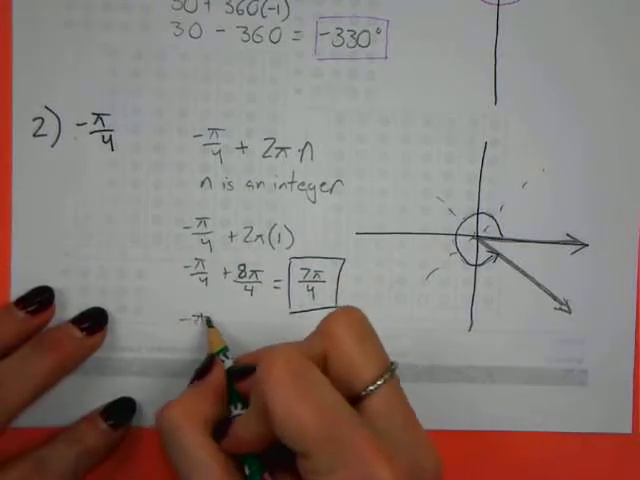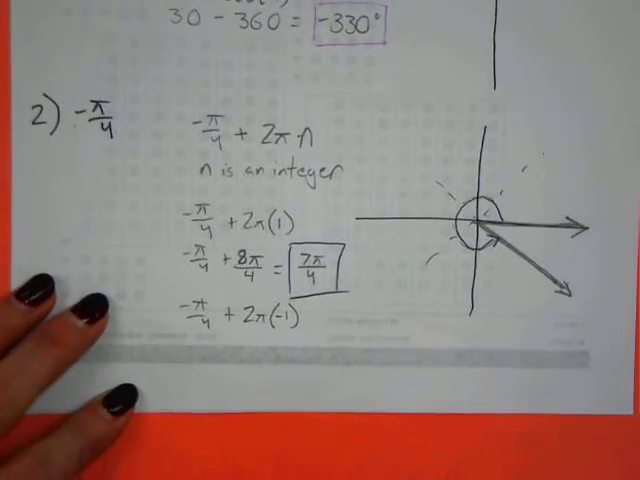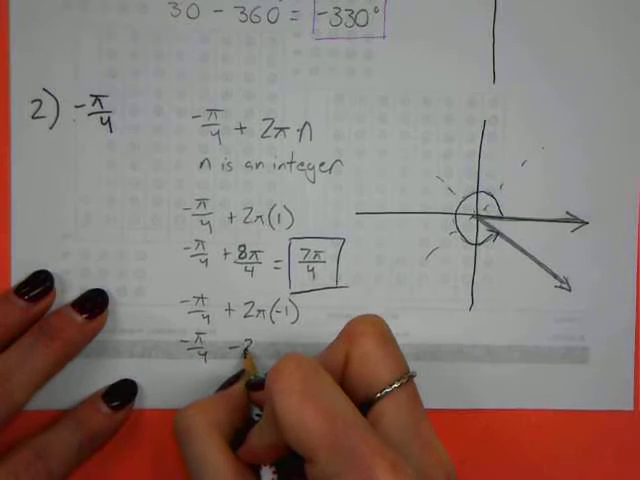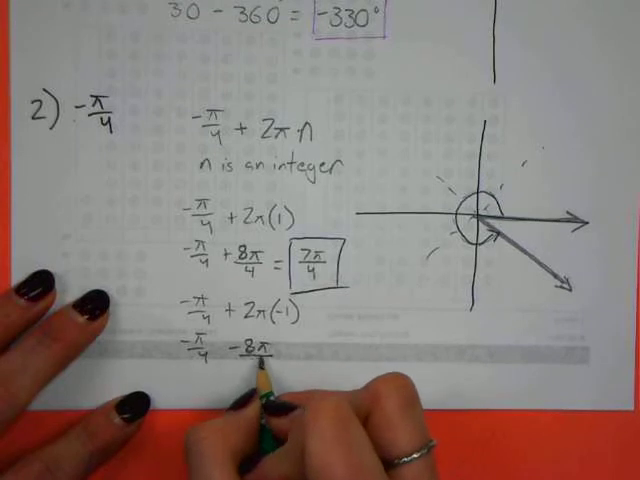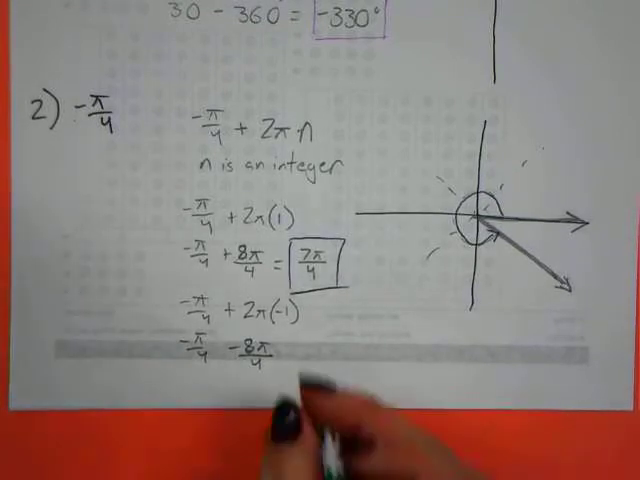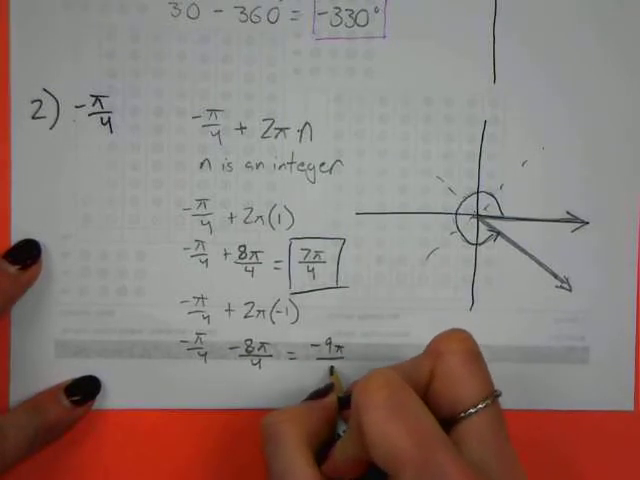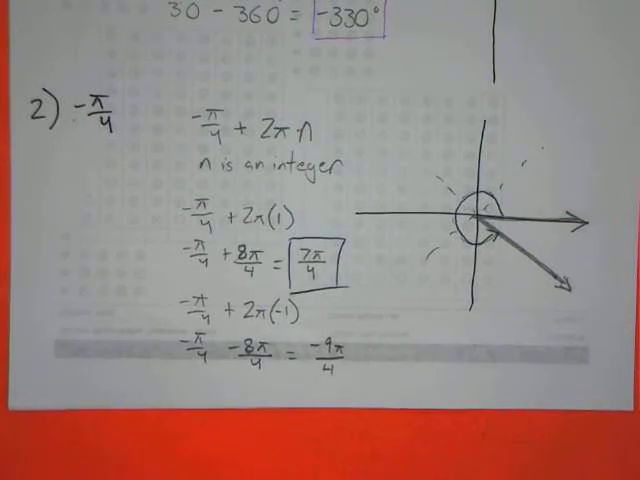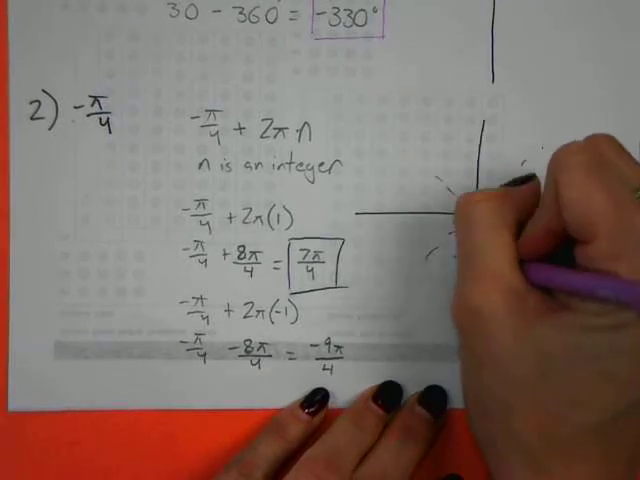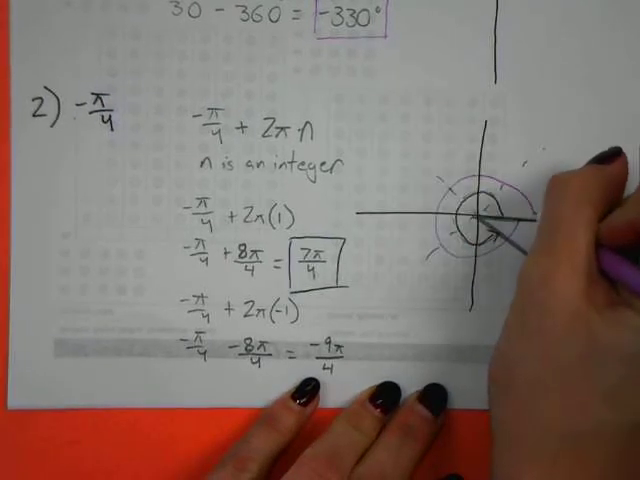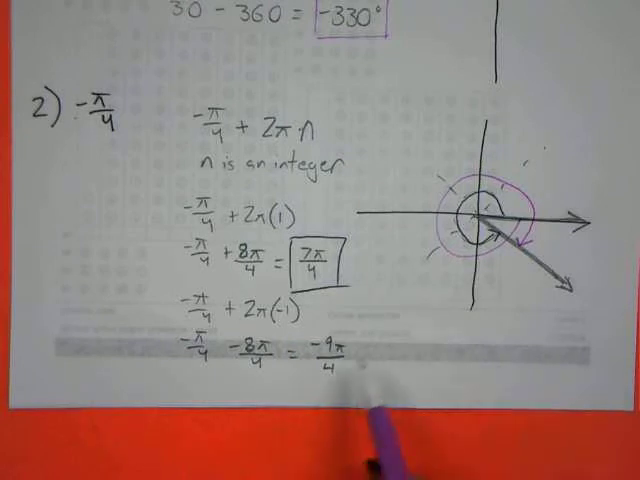Negative pi over 4. I could add 2 pi but multiply it times negative 1, for example, and I would get negative pi over 4 minus 2 pi. Remember, we said with the common denominator I could rewrite 2 pi as 8 pi over 4. That's the same thing. And if I have negative 1/4 minus 8/4, I'd be at negative 9/4 or negative 9 pi over 4. So let's talk about that. That would be, starting from this initial side, going backwards 9 pi over 4, which would be a full circle, which is 8 pi over 4 plus 1 extra pi over 4. I'd be back at my terminal side here.